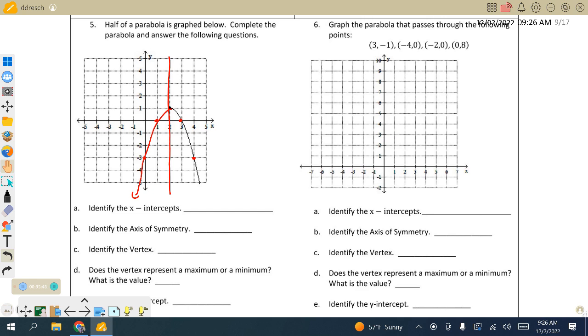It's where it's crossing the x-axis. So it's crossing the x-axis here at (1, 0) and (3, 0). What do we say for the y-intercept? The y-intercept always occurs on the y-axis, and it's at (0, something). So the x-intercepts always occur on the x-axis. That's what we call the x-intercepts, and it's always going to occur at (something, 0).